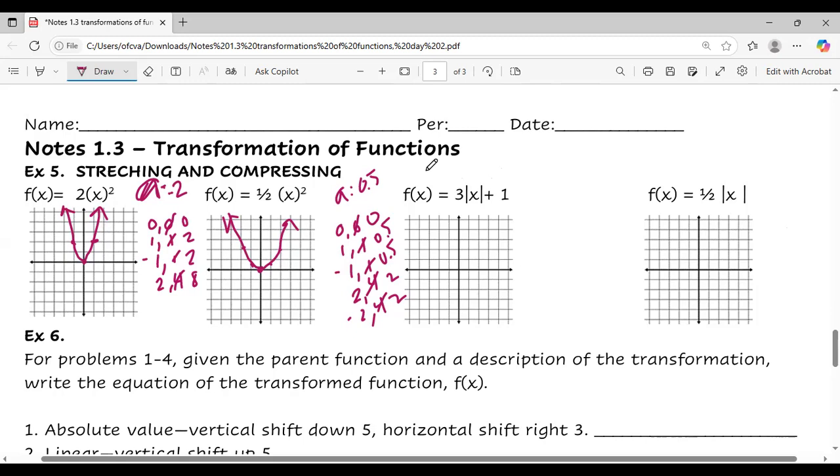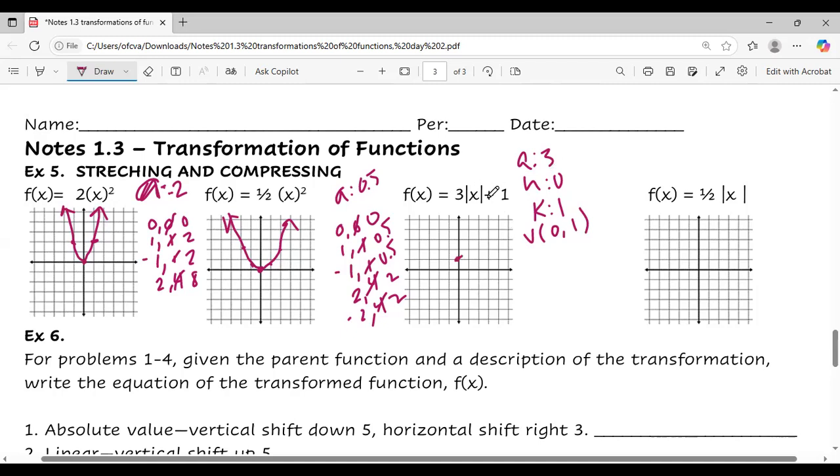The a value is 3, right? So because the a value is 3, the y values from the parent graph will be multiplied by 3. Your h value will be here. You don't have one. So h is 0 and your k is 1. So the vertex will be 0, 1, and that doesn't change, right? So 0, 1 puts you here. There's no reflection here.